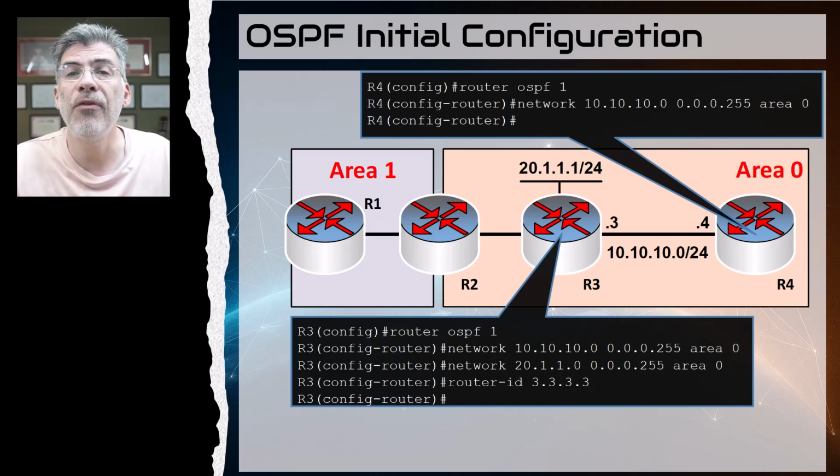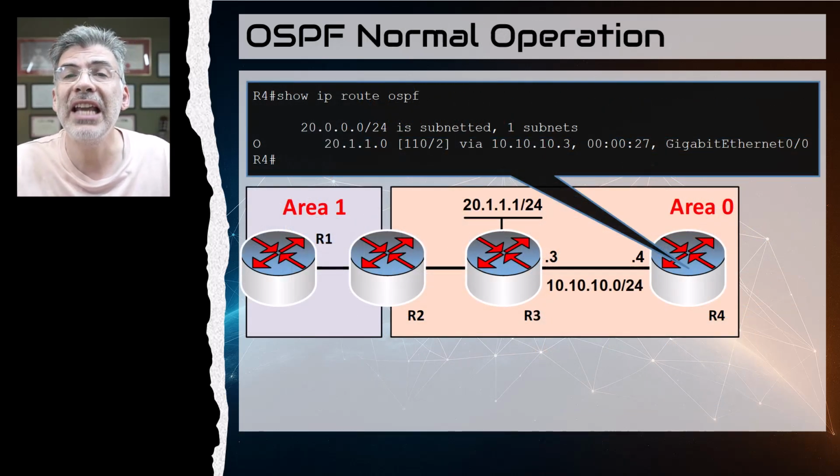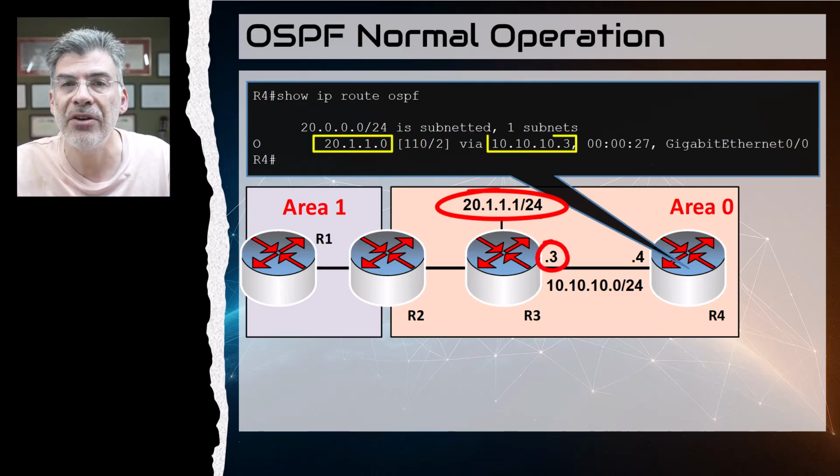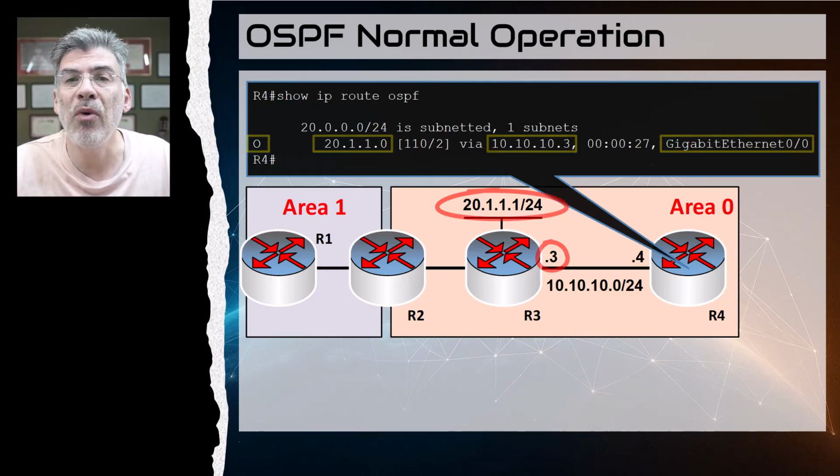Let's go into R4 and see what we see. If we look at the routing table, the 20.1.1.0/24 network has been added with the appropriate next hop address and exit interface. This is as expected. Since we see it in the routing table and it is an O-type route, we know that this route exists in the LSDB as a type 1 LSA.